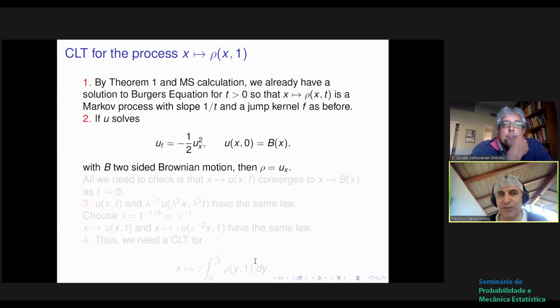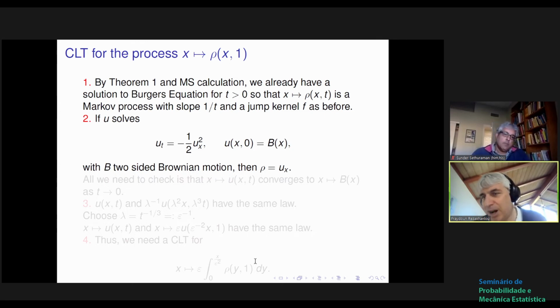The only thing that you have to do is that if you look at the integrated version of rho, which satisfies this PDE, all you have to show is that as t goes to 0, this converges to Brownian motion. So you have a family of Markov processes parameterized by t, and you want to say these Markov processes, as t goes to 0... Actually, it's not a Markov process. U is not a Markov process, but its slope is a Markov process. So this is an integrated version of a Markov process. You want to say this integrated version of a Markov process converges to Brownian motion.